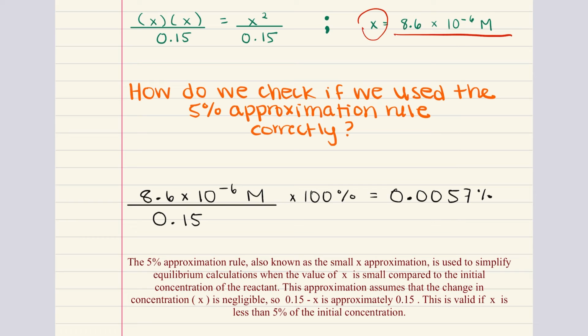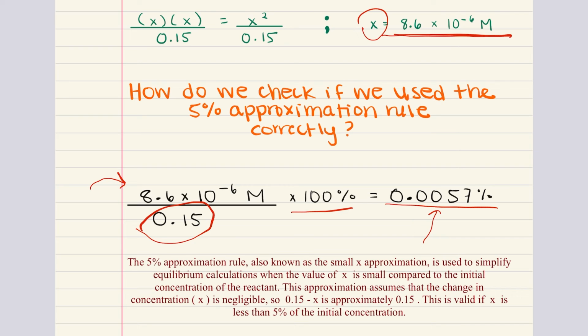Now, how do we validate whether we used the 5% approximation rule appropriately? Was it correct that we used this 5% rule? To verify, we're just going to take our value of X that we calculated. We're going to divide it by our initial concentration of 0.15 and multiply by 100%. If we get a percentage that is less than 5, then we know we appropriately used our 5% approximation rule. And what you notice here is that this is much less than 5%.